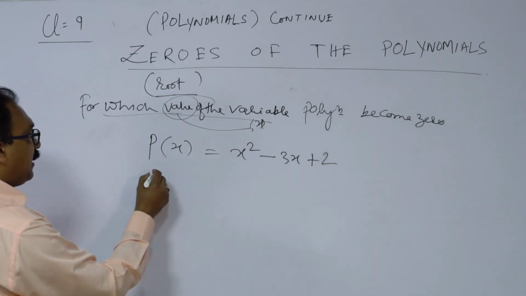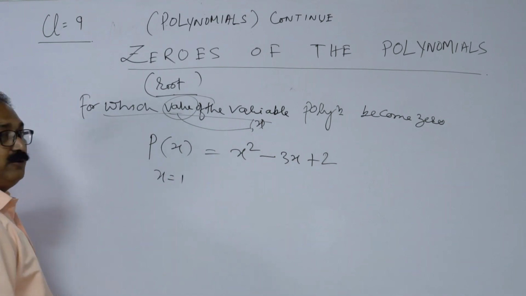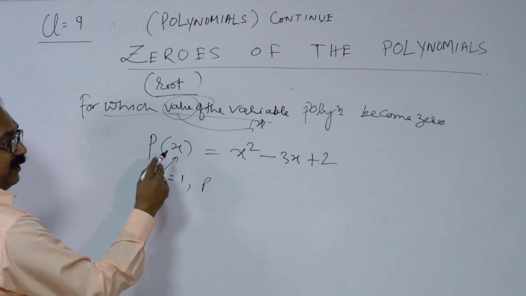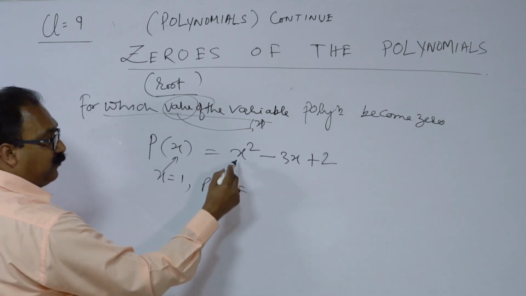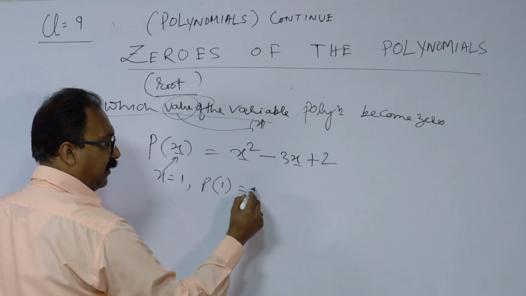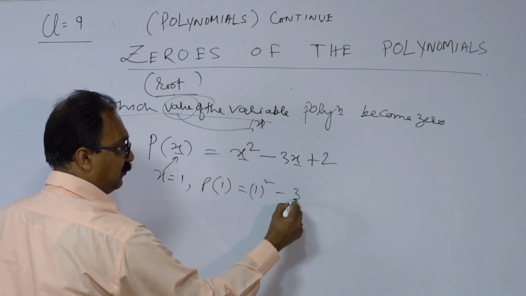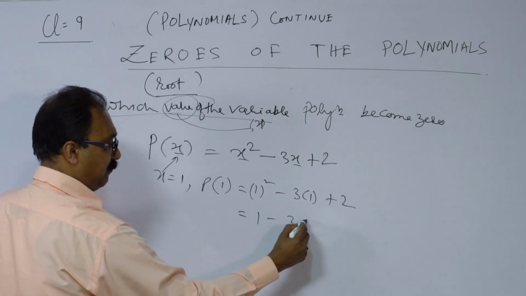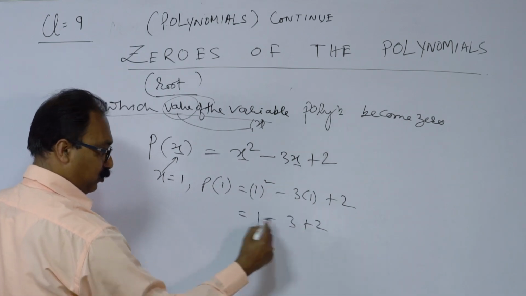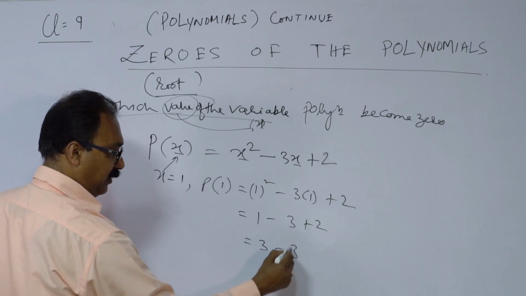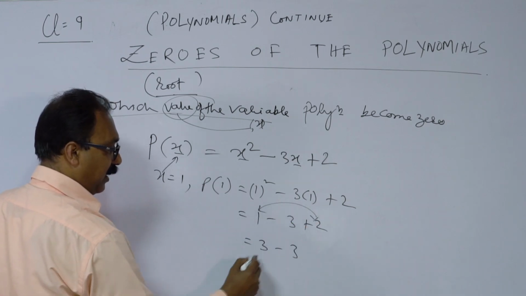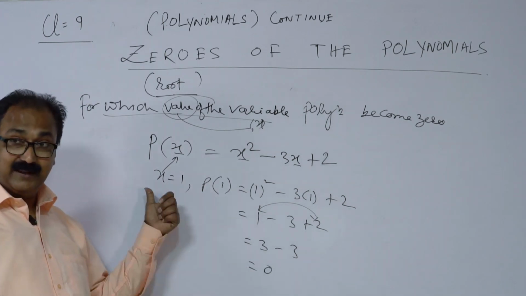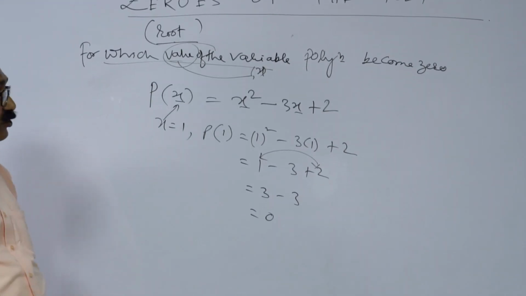Let's see. If I consider x equal to 1, what will happen? P of 1. Wherever there is x, you have to put 1. 1 square minus 3 into 1 plus 2. 1 minus 3 plus 2. 1 plus 2 is 3, minus 3, and you get 0. For x equal to 1 we got 0. That's why 1 is one of the zeros of the polynomial.